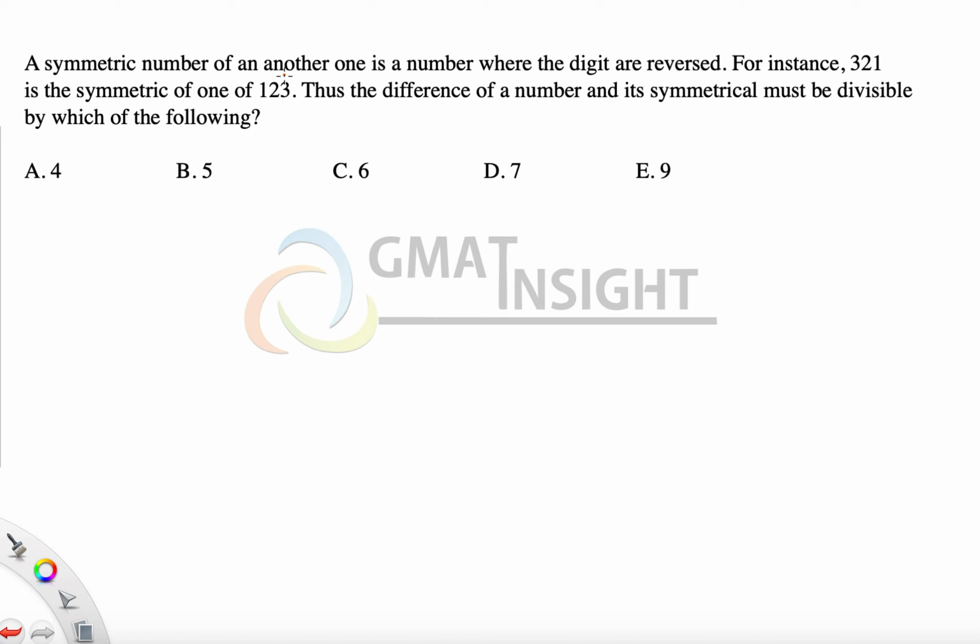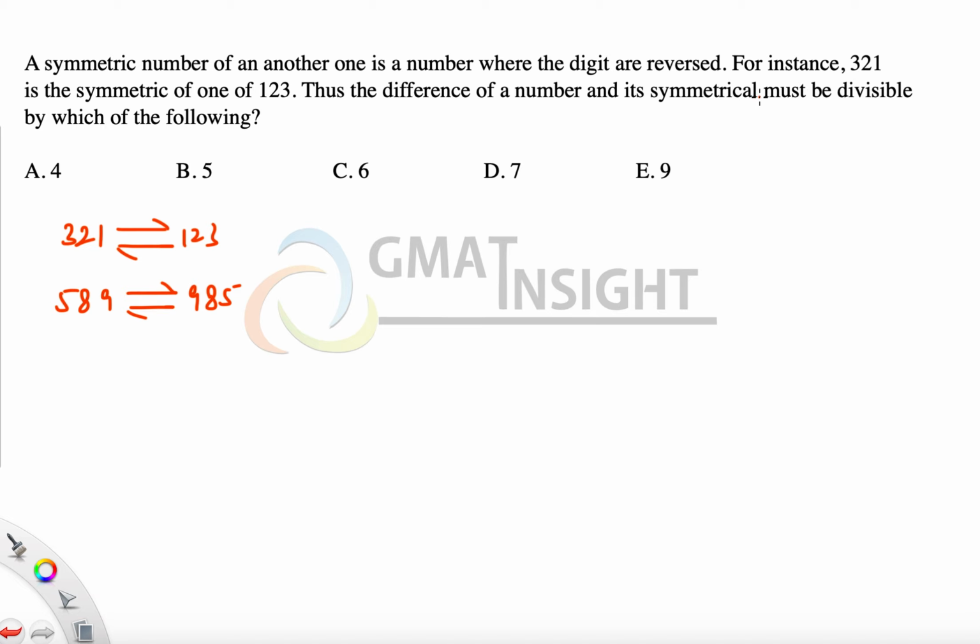A symmetric number of another number is the number where the digits are reversed. For instance, 321 is the symmetric of 123. So 321 is symmetric to 123 or vice versa. Similarly, 589 will become 985. So basically we are reversing the digits to find the reversed number, the symmetric number.